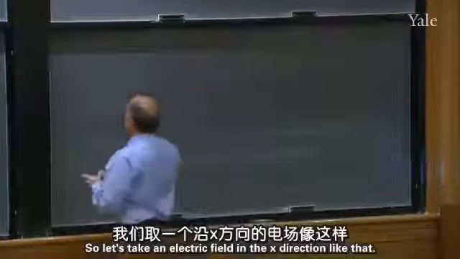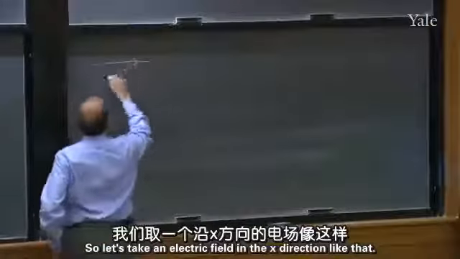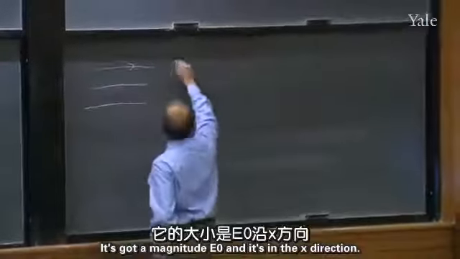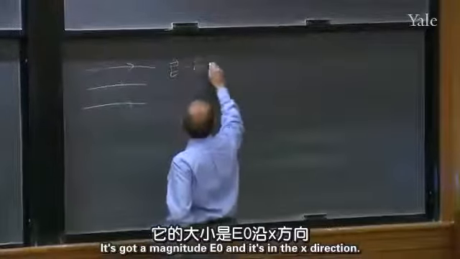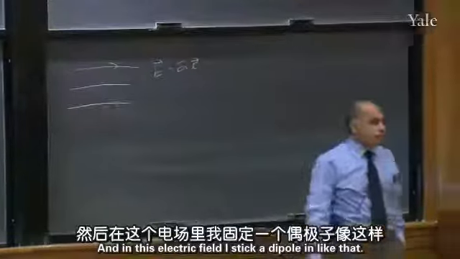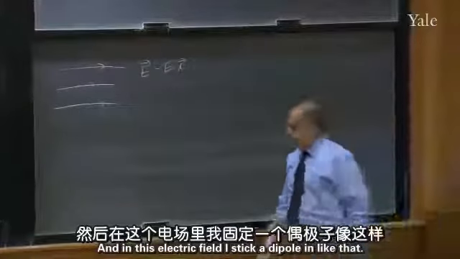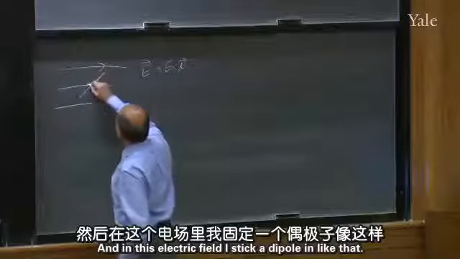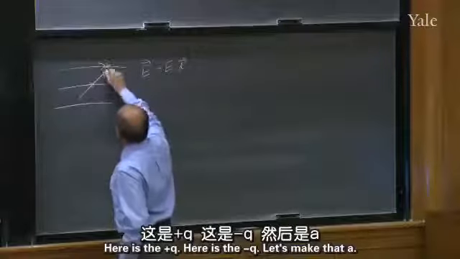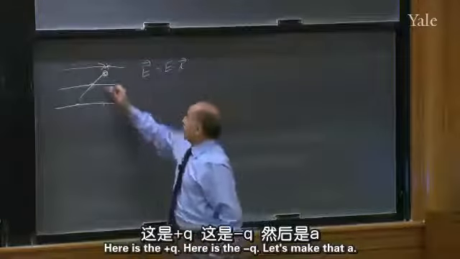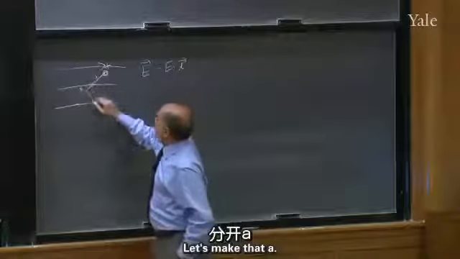So let's take an electric field in the x direction, like that. It's got a magnitude E0, and it's in the x direction. And in this electric field, I stick a dipole in, like that. Here is the plus q, here is the minus q. And let's make that A, let's make that A.